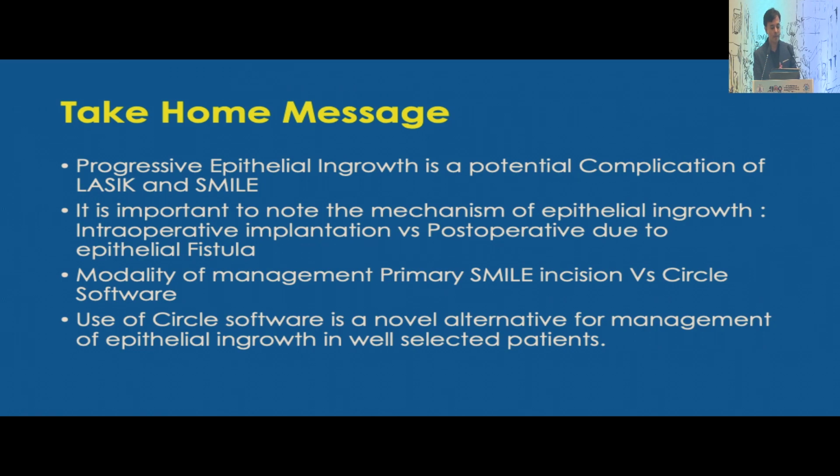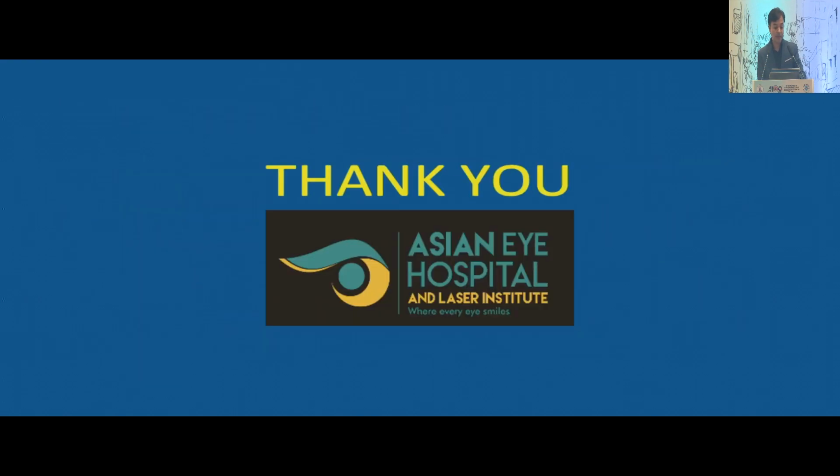So basically the take-home message is that progressive epithelial ingrowth, fortunately, is uncommon both post-LASIK and post-SMILE. Post-SMILE it is even rarer, but it is important to note the mechanism of epithelial ingrowth. If it is post-SMILE, is it because of intraoperative implantation versus postoperative due to an epithelial fistula? Depending on that, your modality of management will change, and of course the CIRCLE software can be used as a novel alternative to the management of epithelial ingrowth in very well selected patients.